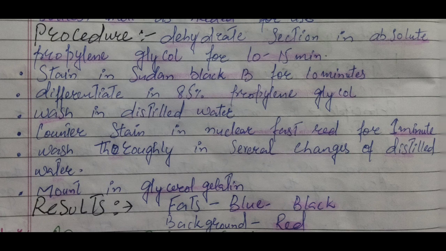अब हम प्रोसीजर देखेंगे। Dehydrate section in absolute propylene glycol for 10 to 15 minutes. फिर stain in Sudan black B for 10 minutes. Differentiate in 85% propylene glycol. Wash in distilled water. Counterstain in nuclear fast red for 1 minute. Wash thoroughly in several changes of distilled water.